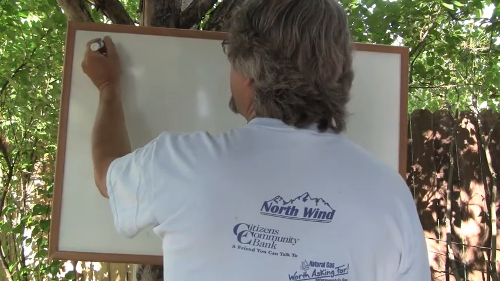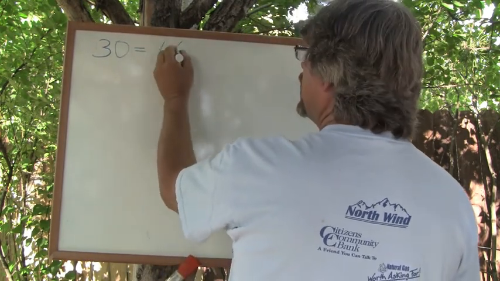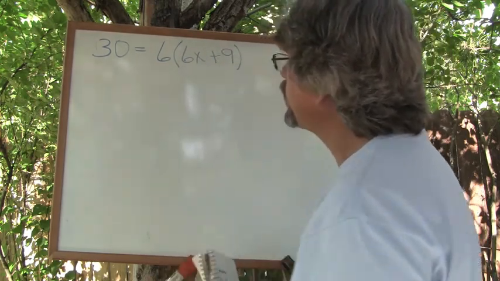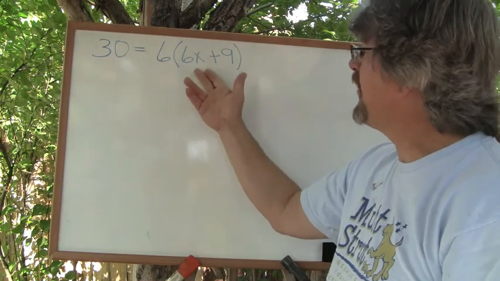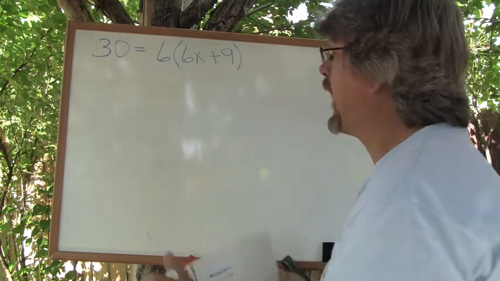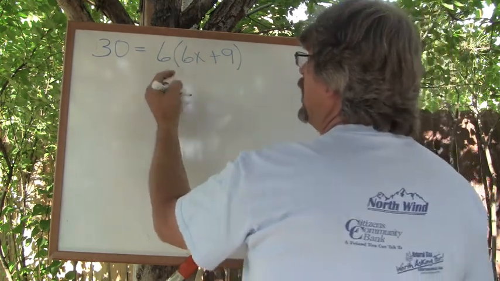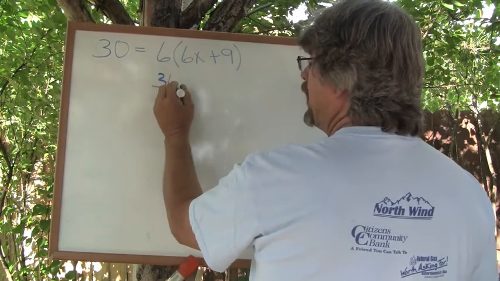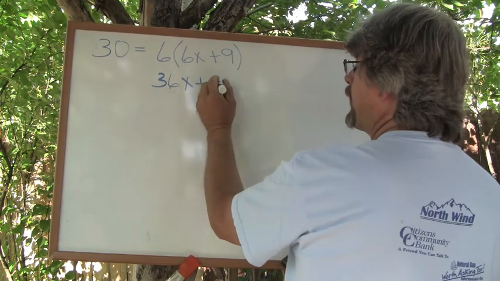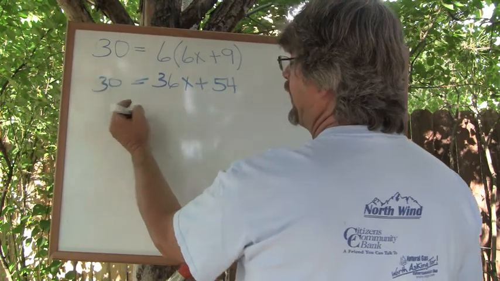We have 30 equals 6 times (6x plus 9). So we're told 30 is the answer to this equation once we figure out x. We have a 6 and we're going to distribute it into each term in the parentheses. So this becomes 6 times 6x is 36x plus 6 times 9 is 54, and we're told 30 equals this.